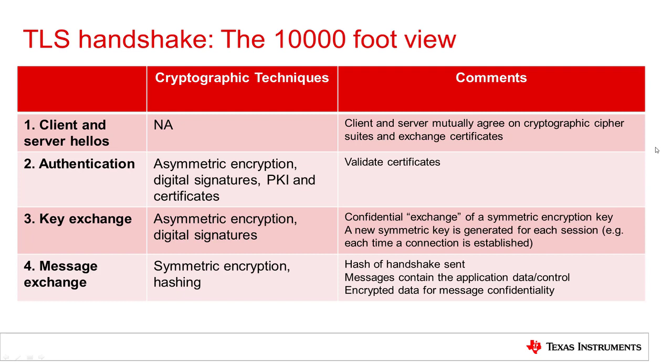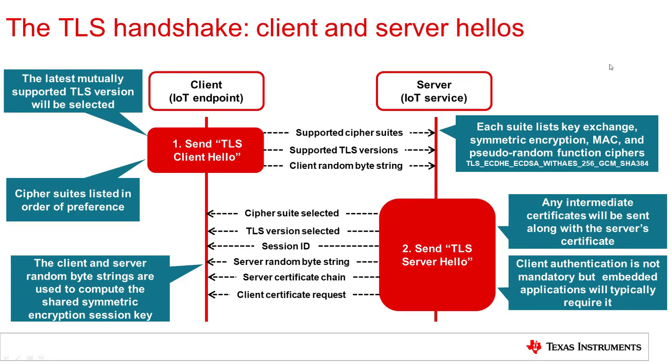Now let's start walking through each of these stages in more detail. The first step in the handshake is the client and server hellos. It's the client, i.e. the IoT endpoint, that will initiate the connection to the IoT service, and it begins by sending a TLS client hello. This contains a list of the supported cipher suites in order of preference, a list of the supported TLS versions, and also a random byte string.